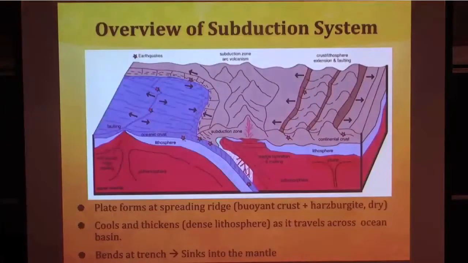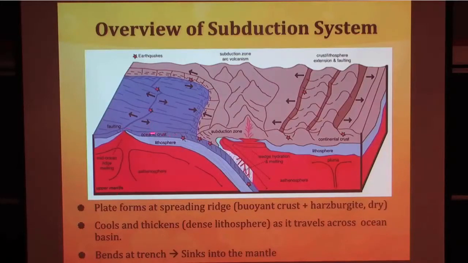Let's just start out with a simple overview of subduction. Subduction is complicated, so making it simple is starting with the basic geometry, I think. This is a 3D cartoon drawing of a subduction zone. The first thing to consider is that the plate that ultimately makes it to the subduction zone is formed at an oceanic spreading center and then has to move across the ocean basin where it cools and thickens, growing a thick, strong lithosphere in that process.